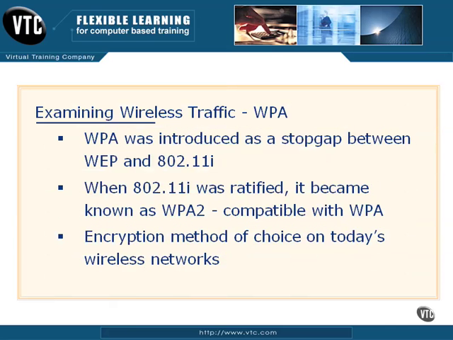Now the first version, known as WPA, was introduced as a stopgap between WEP and what was then in draft. At the time, various industry organizations knew that we needed an improvement over WEP, so WPA was introduced. However, the 802.11i standard was in draft at that time. Now, WPA worked great, and when the 802.11i standard was officially ratified, it became known as WPA2. WPA and WPA2 are fully compatible with each other. You can have networks that will talk to each other on different levels.